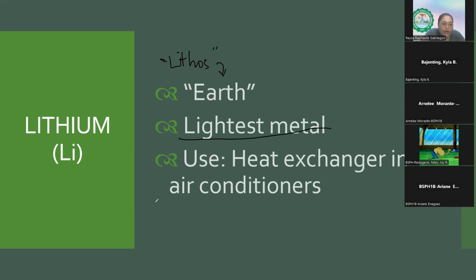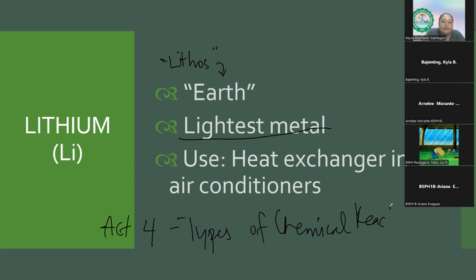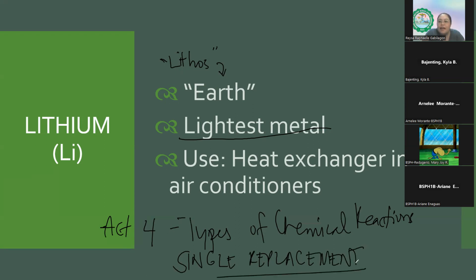In your laboratory, di ba, you have activity number 4, that's types of chemical reactions. And then, sa types of chemical reactions, di ba, meron tayong tinatawag na single replacement. So, sa single replacement, before yan mapalitan ang isang element, kailangan mo tingnan muna ang activity series of metal. Are you done with activity number 5? Okay. Meron tayong activity series of metal, and makikita nyo doon, I think I have sent that one sa ating GC. Nasa unahan doon ang lithium, meaning siya yung pinaka-reactive among our metals.